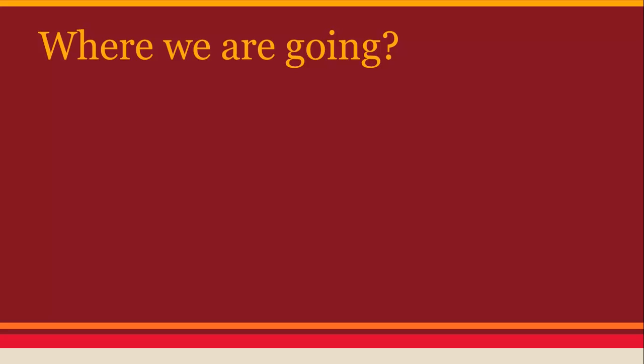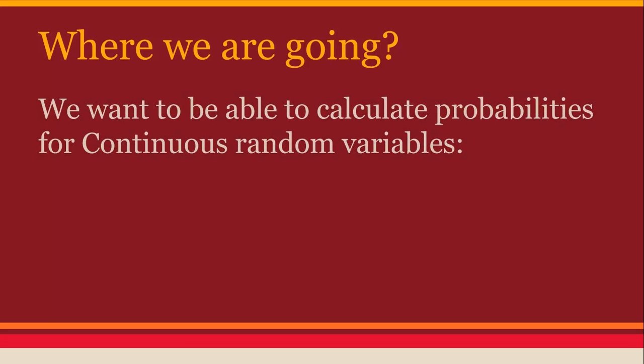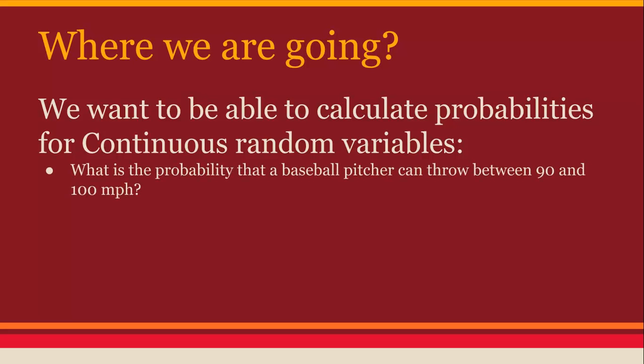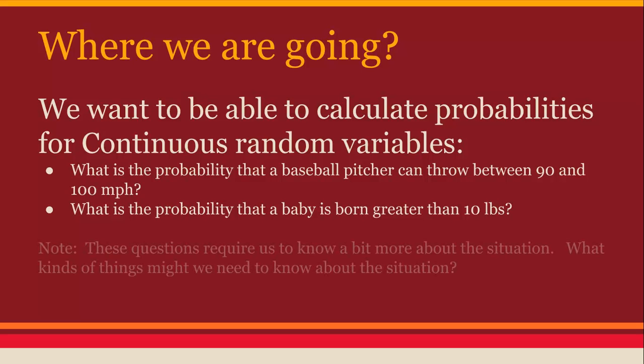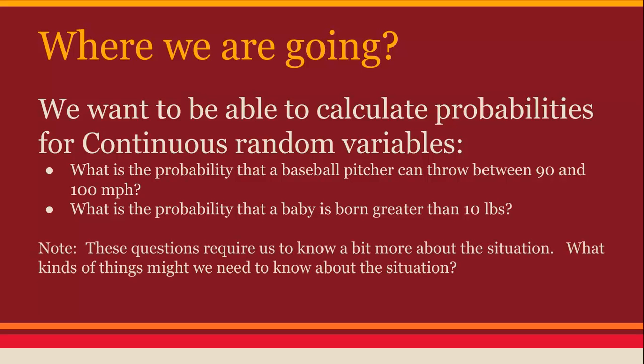Where are we going? So in this unit, we're actually going to talk about calculating probabilities for continuous random variables. So we ask a question like, what is the probability that a baseball pitcher can throw between 90 and 100 miles per hour? What is the probability that a baby is born greater than 10 pounds? Notice that these questions all require us to know a little bit more about the situation. What kind of things might we need to know about the situation?